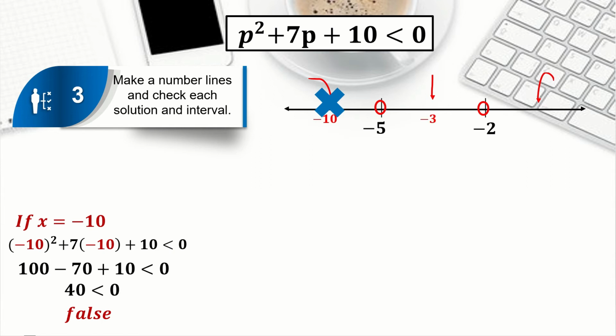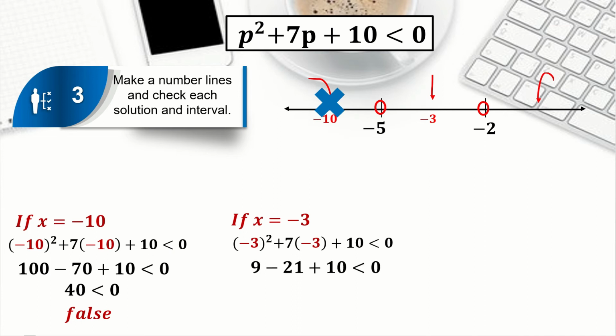Let's try the middle one. Let's try negative 3. You can use negative 4 or negative 3. So, negative 3, substitute. We have 9 minus 21 plus 10 is less than 0. We'll have negative 2 is less than 0. So, that is true. Meaning to say, the middle of negative 5 going to negative 2 are the part of the solution.